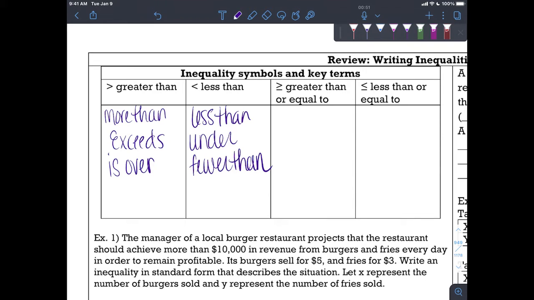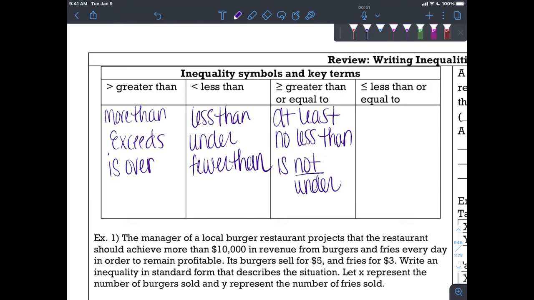For greater than or equal to, we would use words like at least, no less than, or is not under. However, for less than or equal to, we would use words like no more than, at most, or does not exceed.